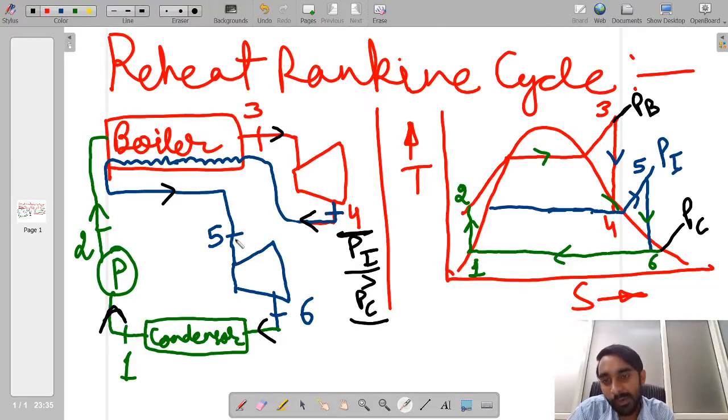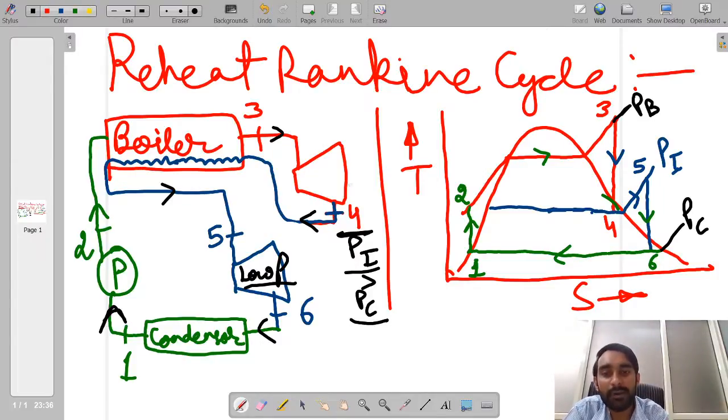Now the superheated steam we have at point number 5 is passed through one more turbine, which is known as the low pressure turbine. Why do we call it a low pressure turbine? Because now we are passing the steam at pressure PI, which is low in comparison to the boiler pressure, the one at point number 3.